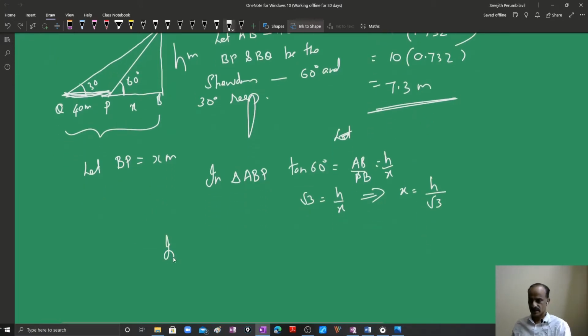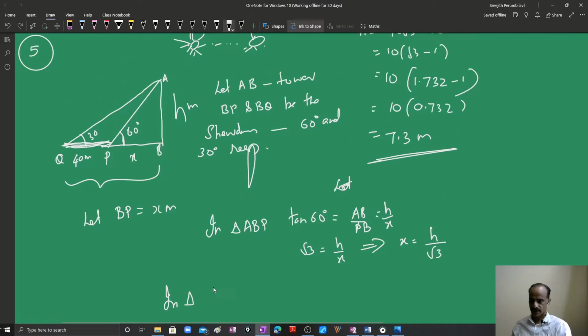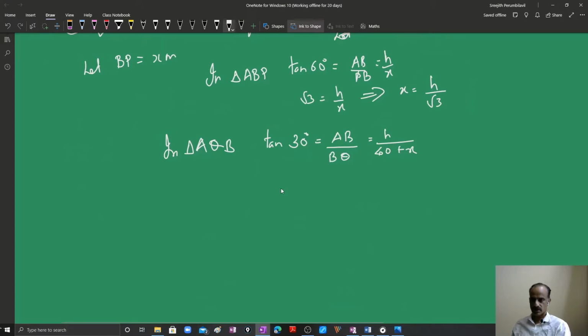Now, in the next, larger triangle AQB, tan of the angle 30 degrees is the opposite side, AB, divided by the adjacent side BQ, that is H divided by BQ. BQ means actually 40 plus X. So tan 30 is 1 by root 3, which is equal to H divided by 40 plus X. Cross multiplying, 40 plus X is equal to H root 3.